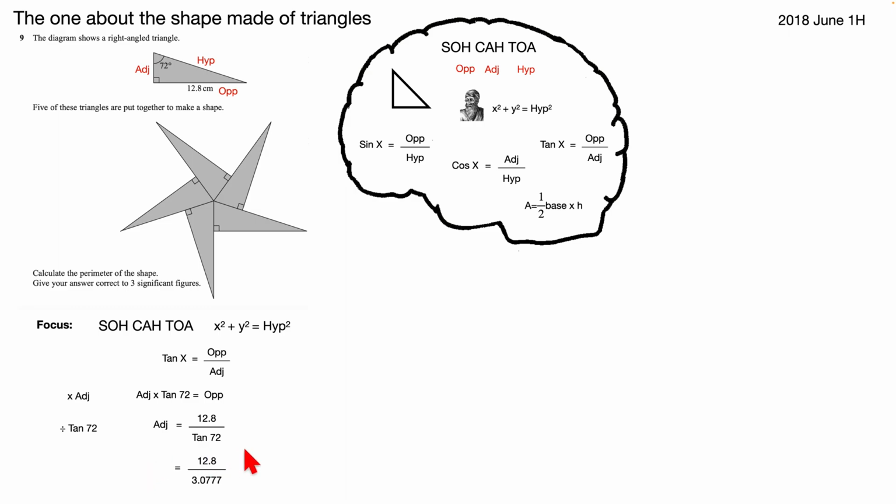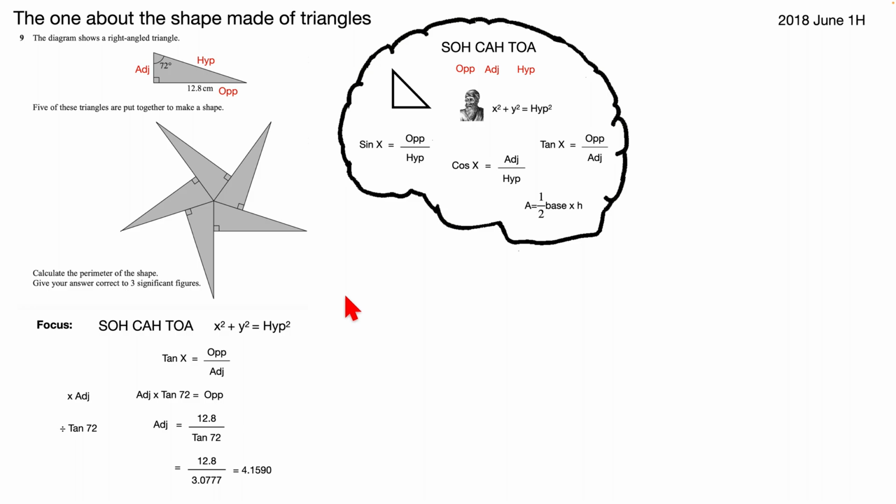3.0777 apparently, which as we all know equals 4.1590. I don't mind having lots of decimal places here. I'm not going to try and think about how many I should have in order to get 3 significant figures. Let's just write them all down, or write a few of them down, because it stays in the calculator. Anyway, we've now got adjacent and the opposite.